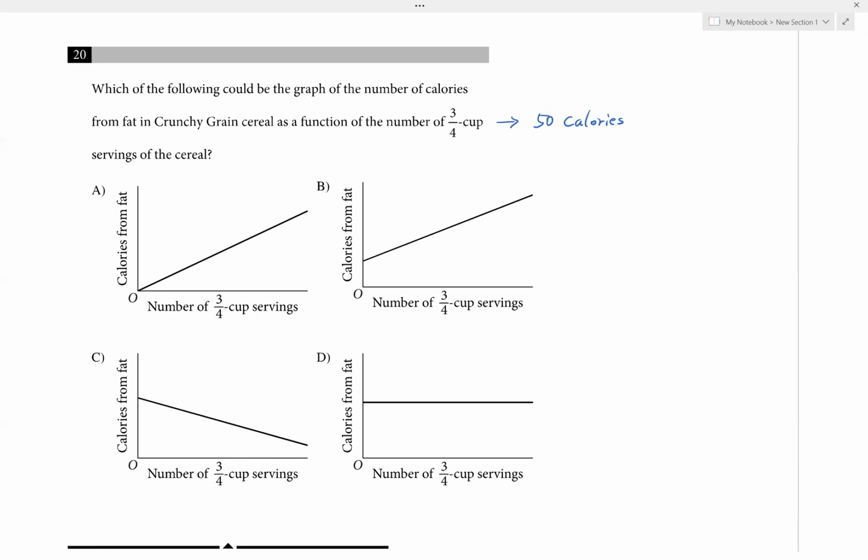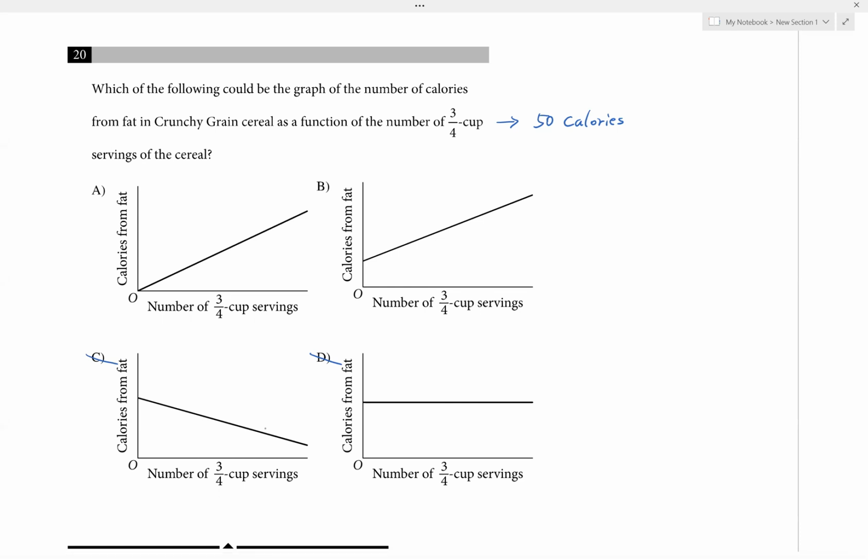And we know as the number of servings increases, the calories have to increase, right? And it makes sense: the more cereal we're eating, the more calories we're getting. So the number of calories has to increase as the number of servings increases. So it should be a positive slope for the line, so it's not going to be D, okay? If that were the case, then no matter how much we eat, it's the same amount of calories, that doesn't make sense. And it's not going to be C because this one decreases. Calories have to increase. The more servings you have, the total amount of calories increases.